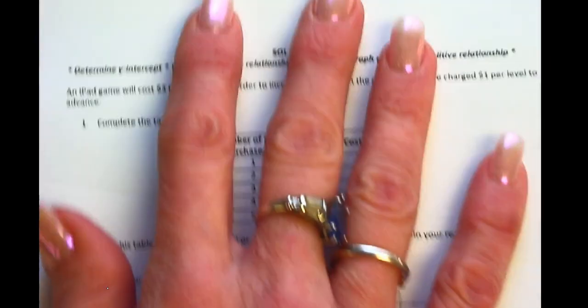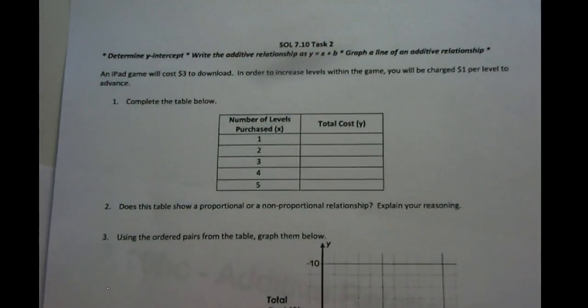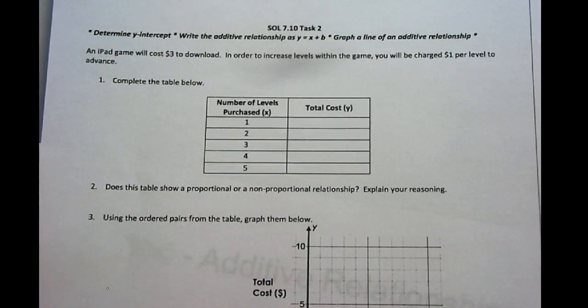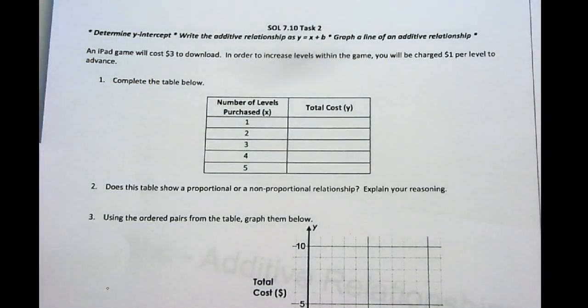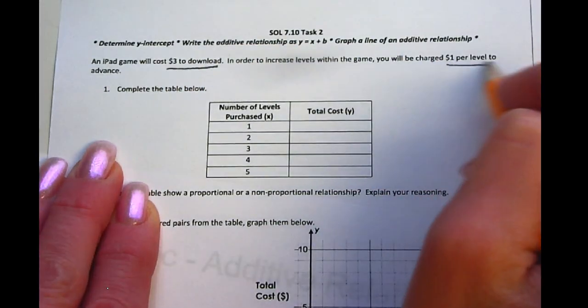So if you take a look up here, it says an iPad game. People still have iPads, right? No? Okay, iPhone game. An iPad game will cost $3 to download. So this is an example of a game. If I want to download a game, it's $3. But not only that, it says in order to increase the levels within the game, you'll be charged $1 per level. So it's not just the $3 to download, you're also going to be charged $1 per level.